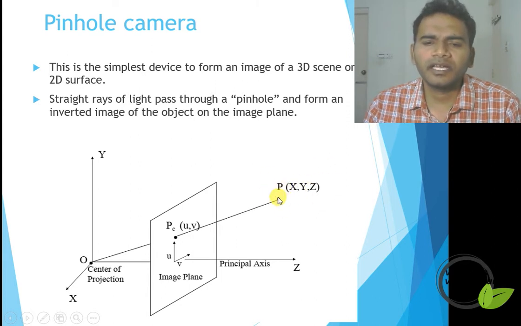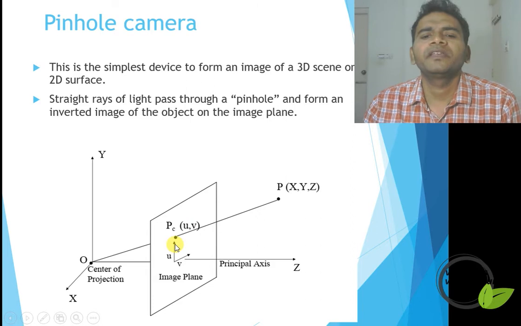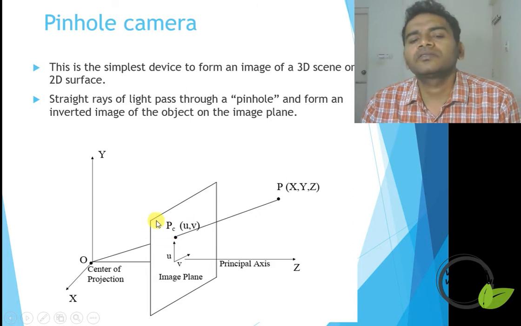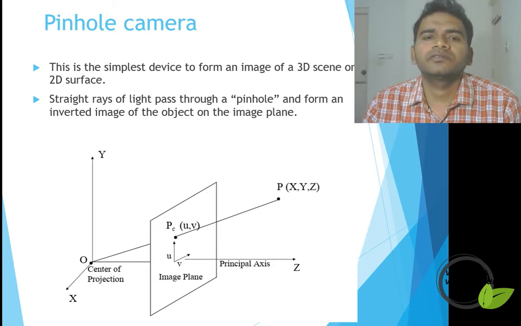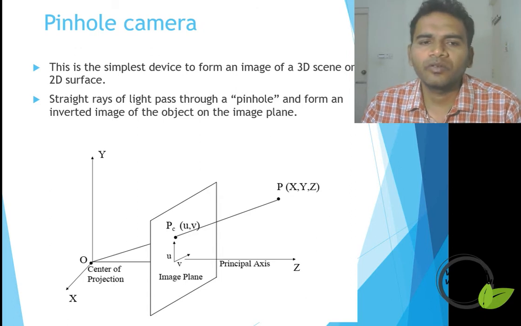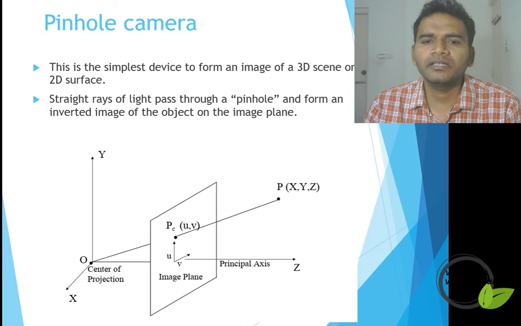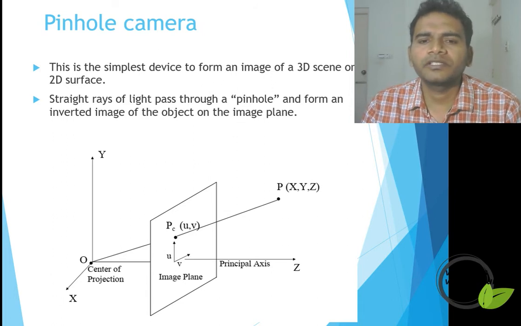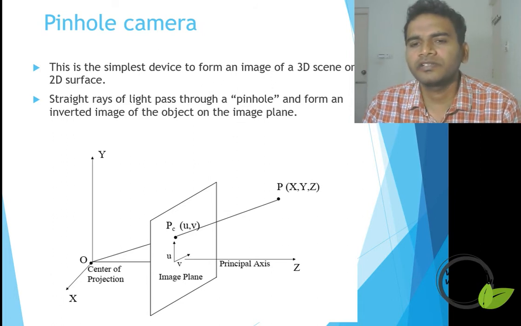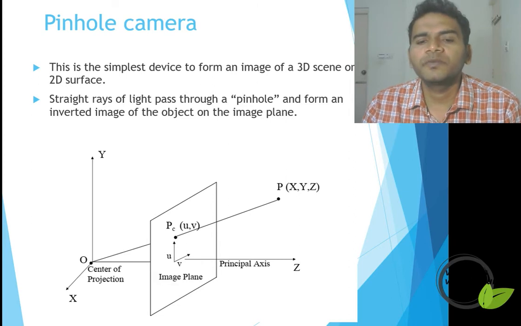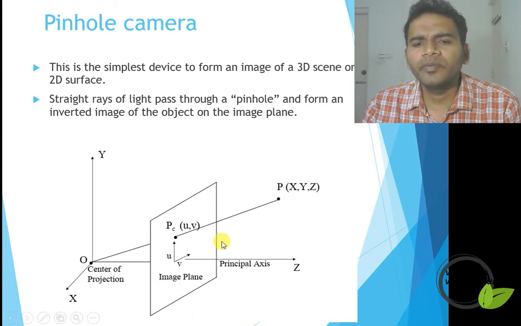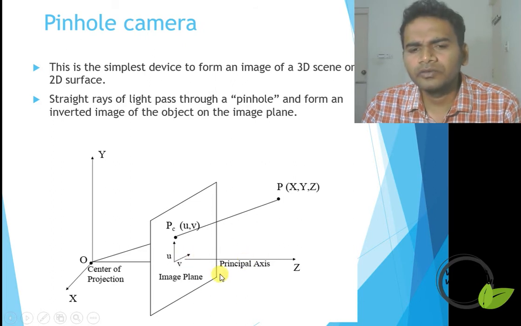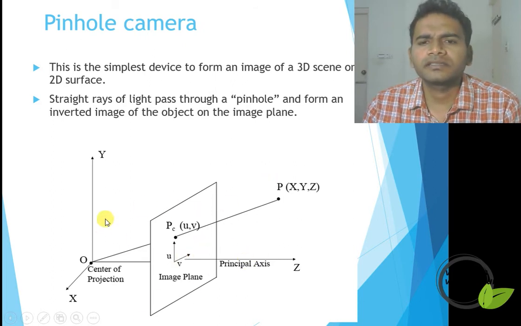Let us say this point has to be projected on the image plane, which is called PC. So how do we interpret this? Straight rays of light pass through the pinhole in the form of an inverted image. Why an inverted image? It is typically the fundamental phenomenon that happens when a point is transferred onto a particular image plane, it gets inverted by its nature. And you have a principal axis that is exactly normal to this image plane. So let us go into the deeper math of this particular pinhole camera.